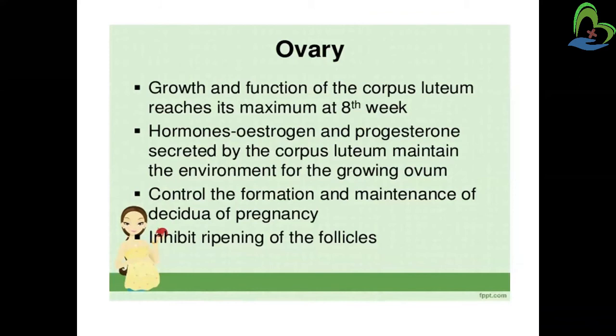Ovary. Now, the growth and function of the corpus luteum reach a peak at the 8th week of pregnancy. The hormones estrogen and progesterone, secreted by the corpus luteum, help in maintaining the perfect environment for the growing ovum, control the formation and maintenance of the decidua of pregnancy, and inhibit, that means prevent, the ripening of the follicles.